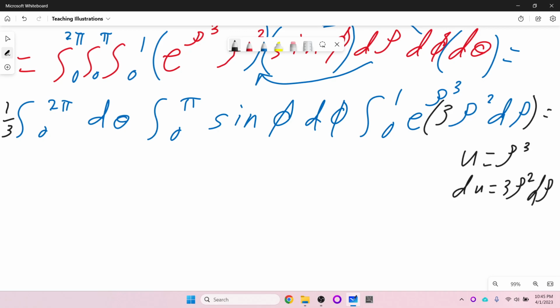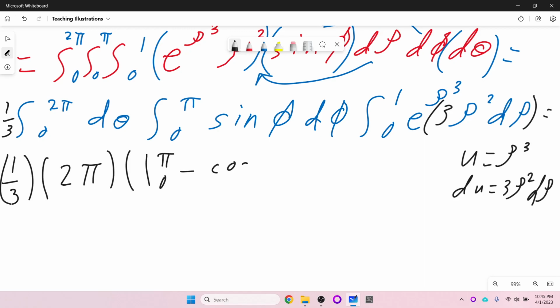Okay, so we get 1/3, and then this would just be 2 pi, because it's a perfect integral, it's just d theta. This is from 0 to pi negative cosine phi. And this one is the integral of e to the u du. What is u doing? Rho went from 0 to 1. U is rho cubed, so it also goes from 0 to 1. 0 cubed is 0, 1 cubed is 1.